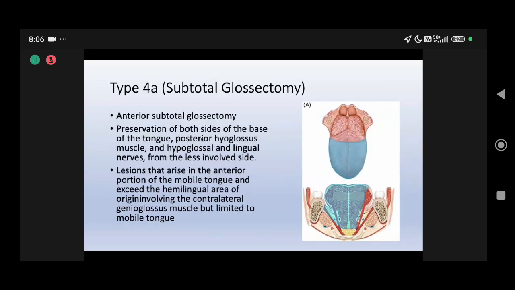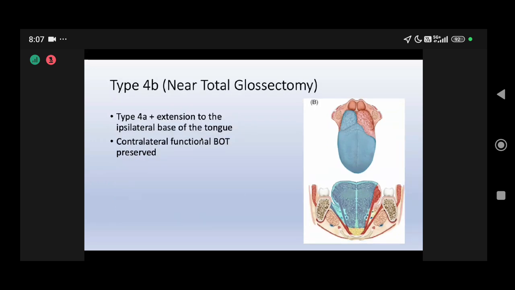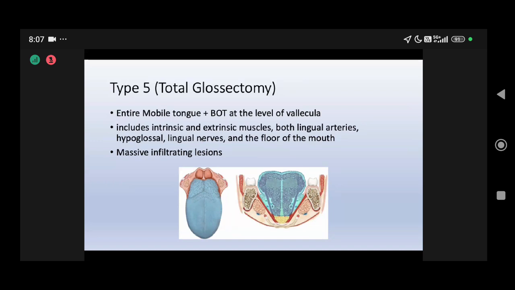Type 4A is subtotal glossectomy, which is equal to that hemiglossectomy kind of infiltration, but here it is bilateral. When the tumor also involves one side of the base of tongue and one side of base of tongue is not involved, you need type 4B glossectomy. When the entire mobile tongue and base of tongue are involved, it needs a massive resection, which amounts to total glossectomy or type 5.